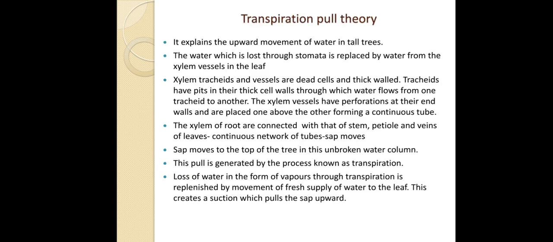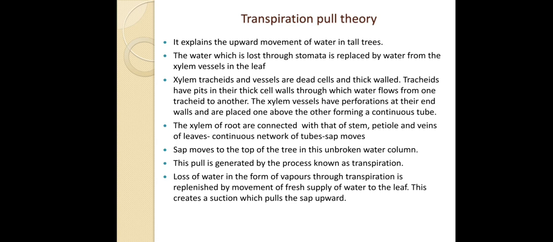Next is transpiration pull theory. This is also very important. It explains the upward movement of water in tall trees. We have big trees also, tall trees, like eucalyptus. So in those trees, we have to have some mechanism which can reach the water to the top of the trees.